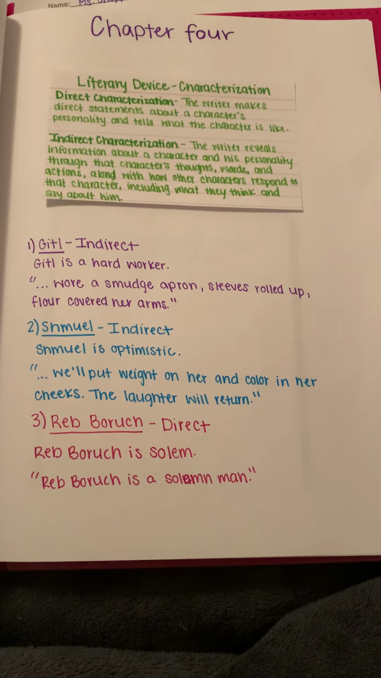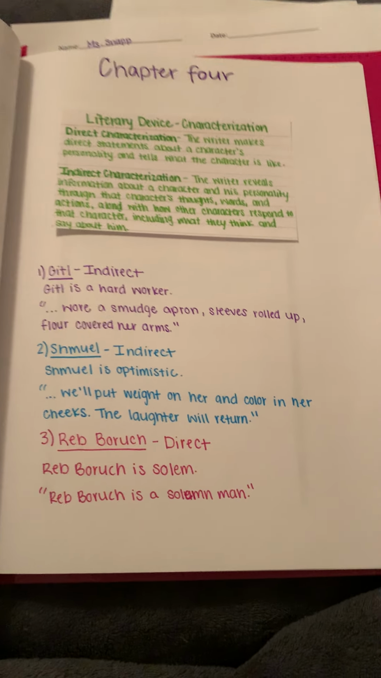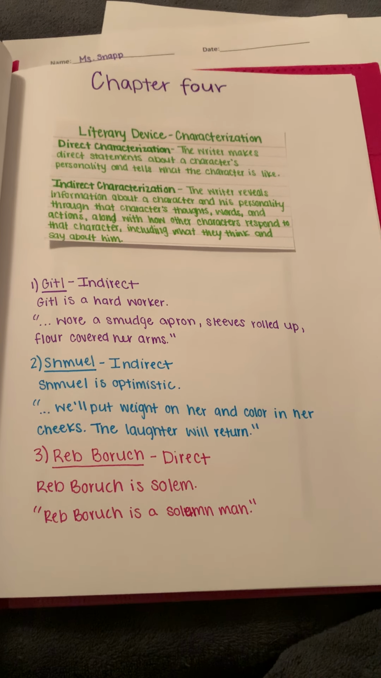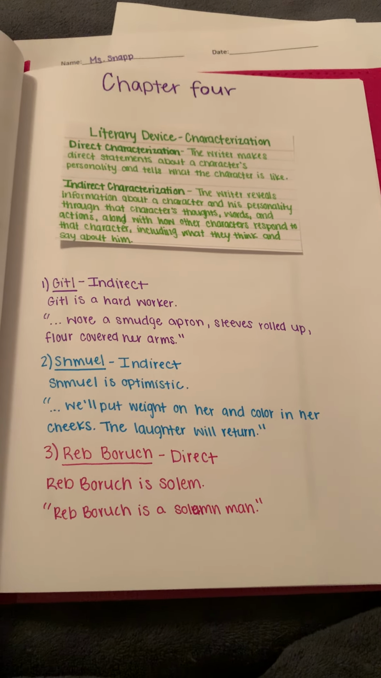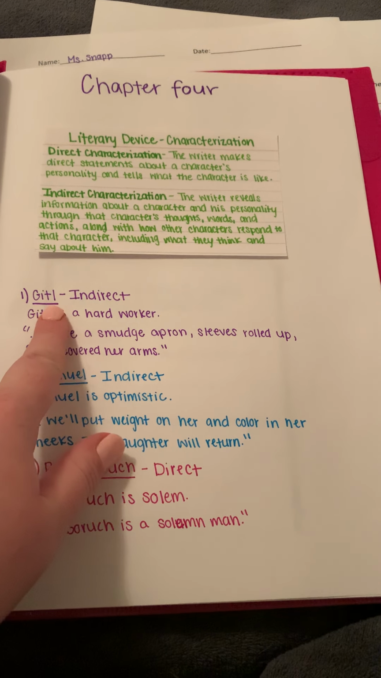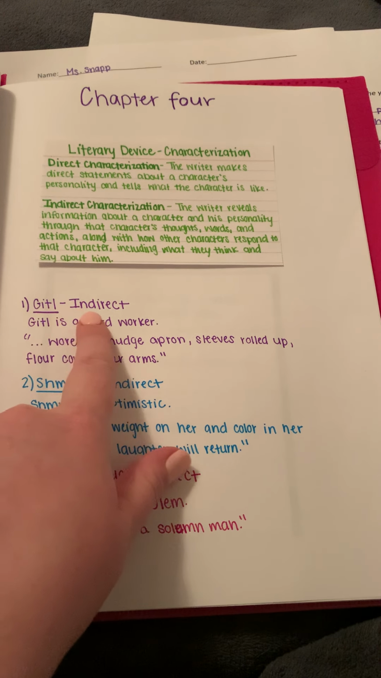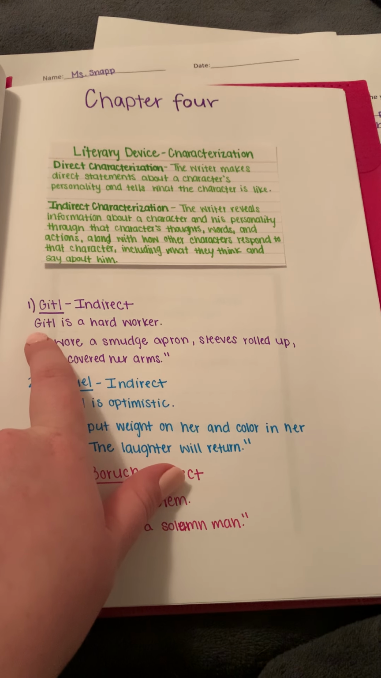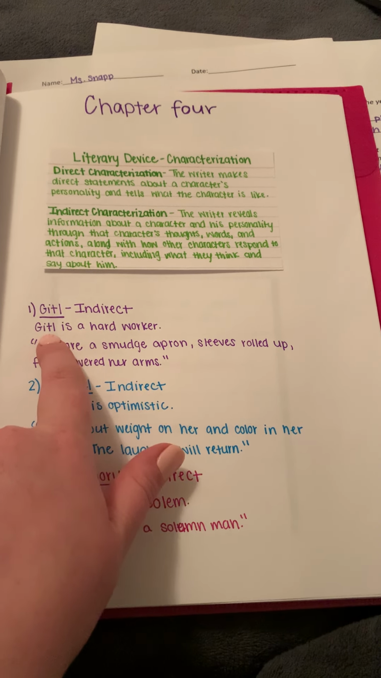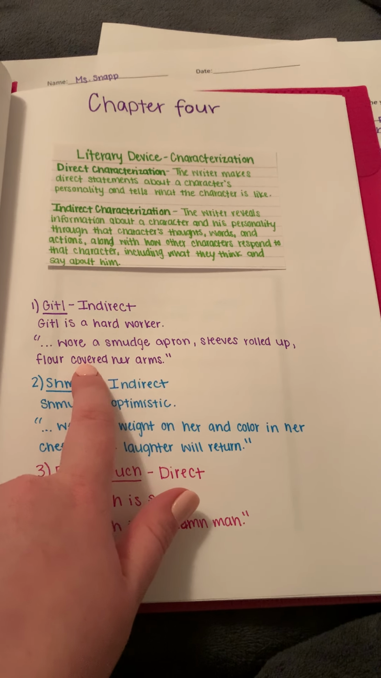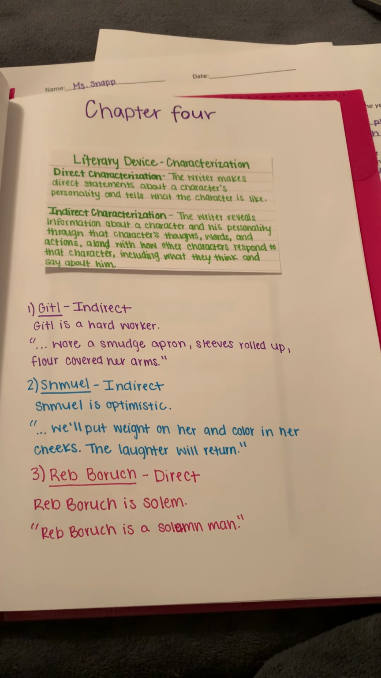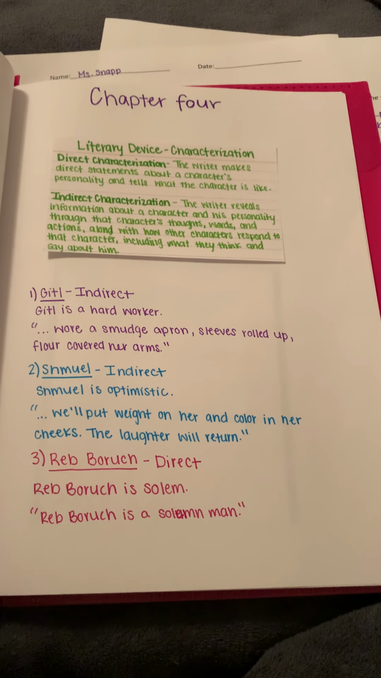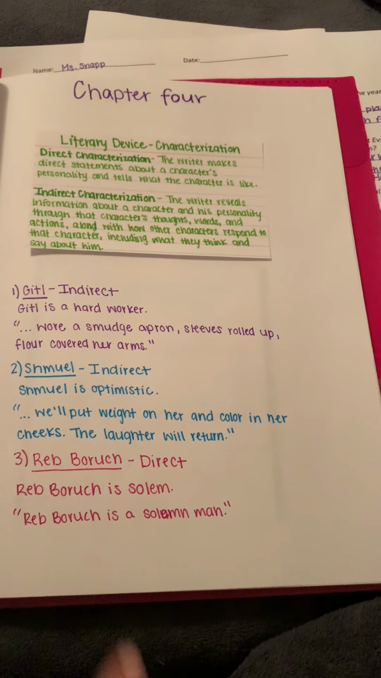Now we have chapter 4. This literary device is characterization. So we have direct and indirect. For this activity, they will pick a character, say if it's indirect or direct, pick a word to describe that character, and then write the sentence or the phrase in which they got that word. So we just did that for 3 of those.